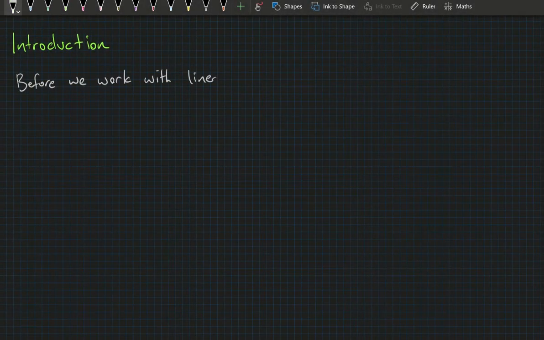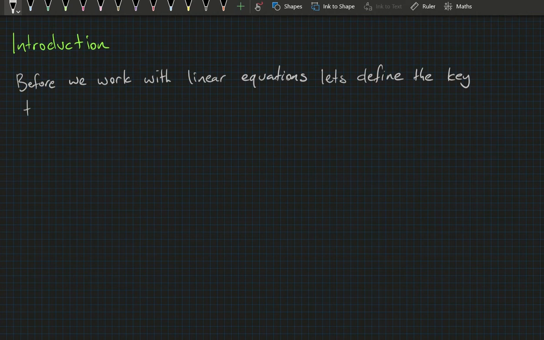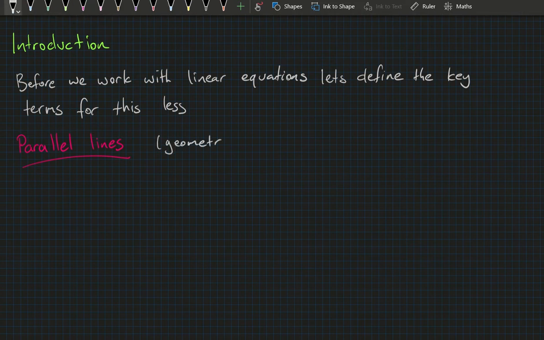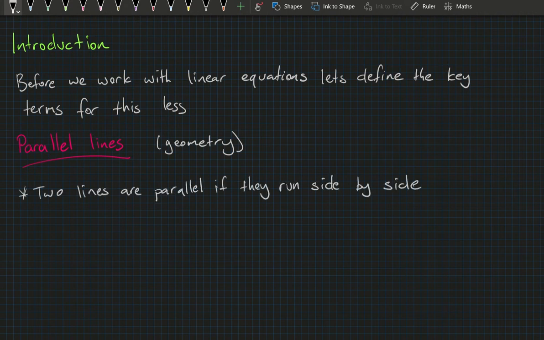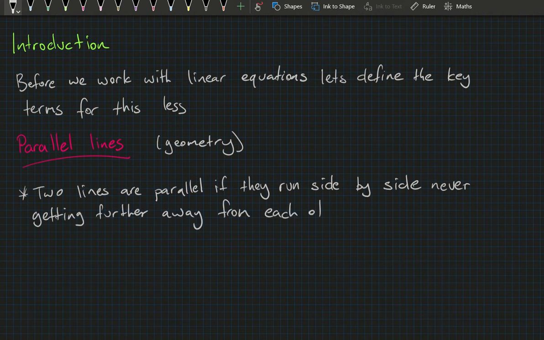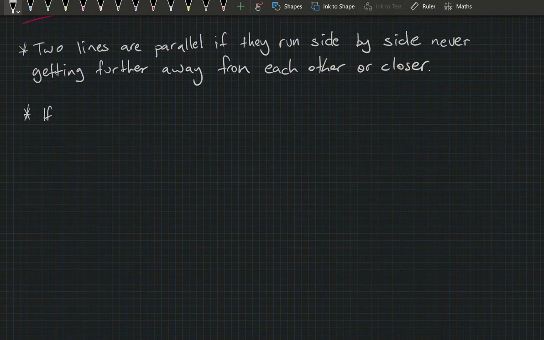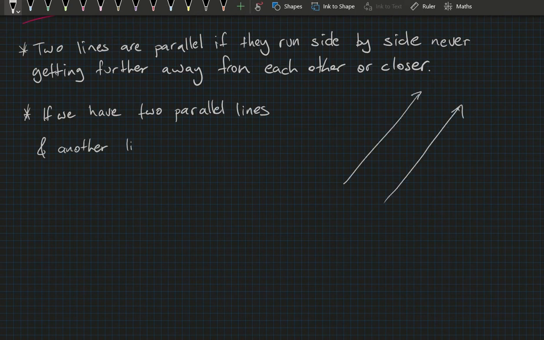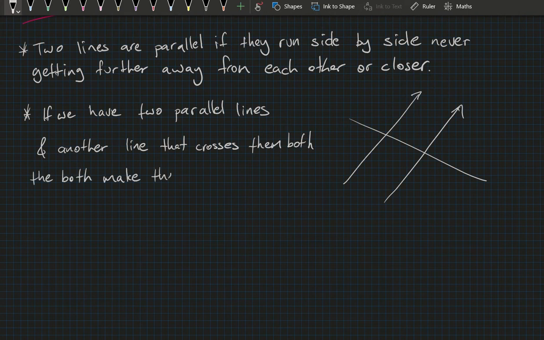Before we work with linear equations, let's define the key terms for this lesson. The first term is parallel lines, and let's go through our geometric understanding of what that is. So our basic understanding is that if two lines are parallel, they run side by side, never getting further away from each other or closer. If we have two parallel lines and another line that crosses them both, then because they're parallel, they both make the same angle with the line, which we'll denote as A, and mark it in the graph.